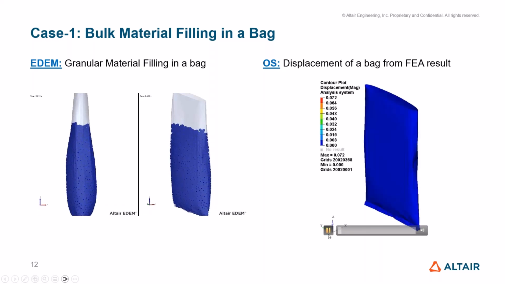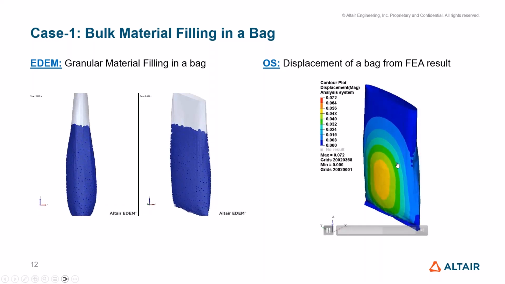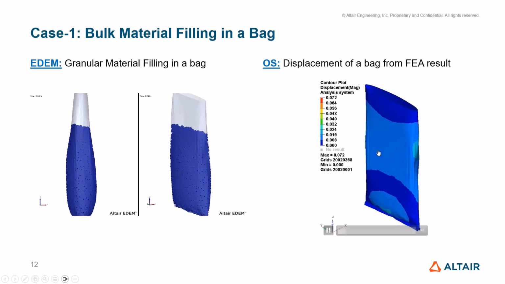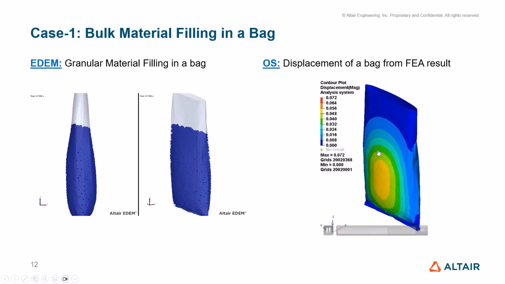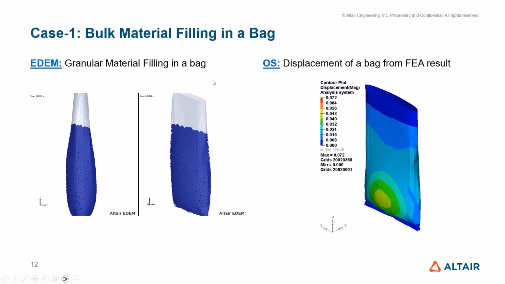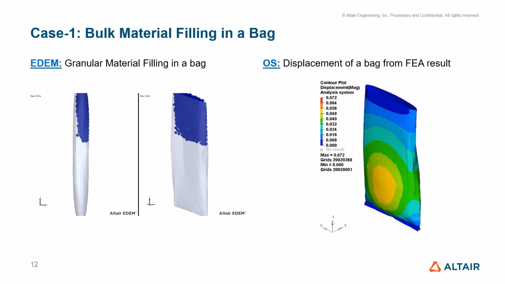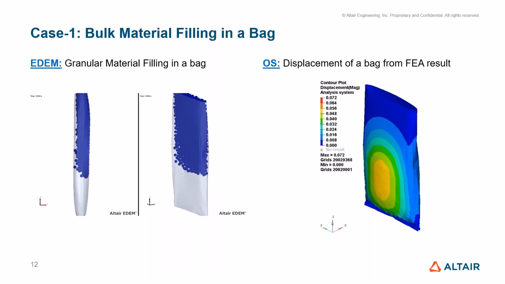From the FEA, we can also see the geometrical displacement, so the structural deformation can be predicted. This is one example where we can say that large deformations are possible with EDEM and OptiStruct two-way coupling.